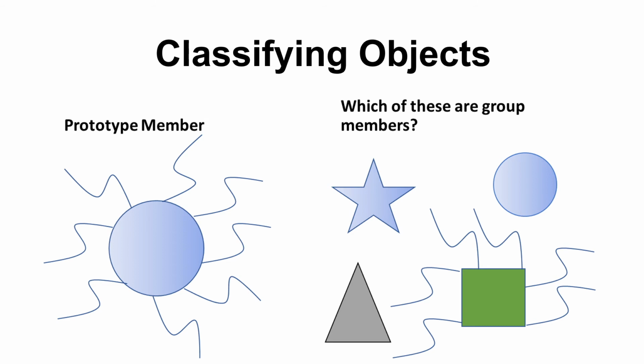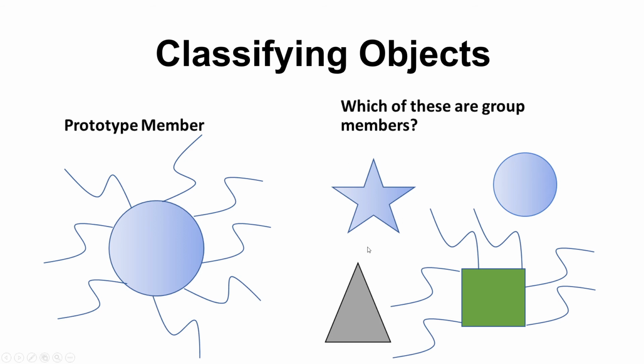And so we can use different ways to evaluate this. We might be pretty confident in saying that the circle is a member of that group because the prototype member is also a blue circle. Our example circle doesn't have the squiggly lines, but the shape is right and the color is right, so maybe that's enough characteristics to belong to that group.